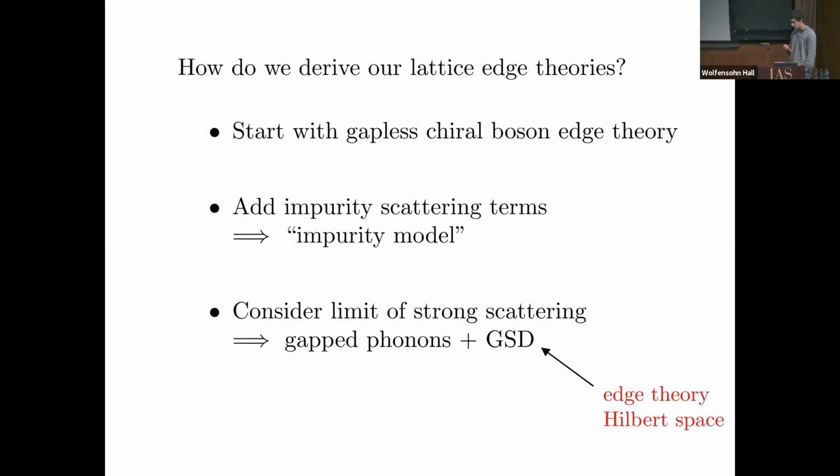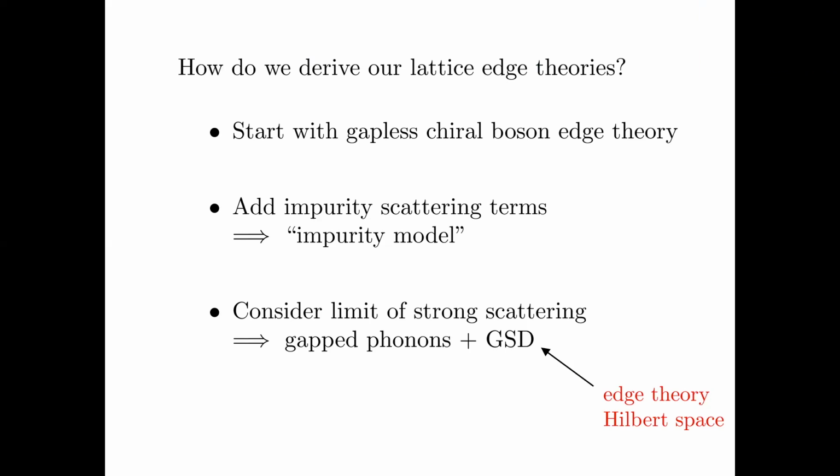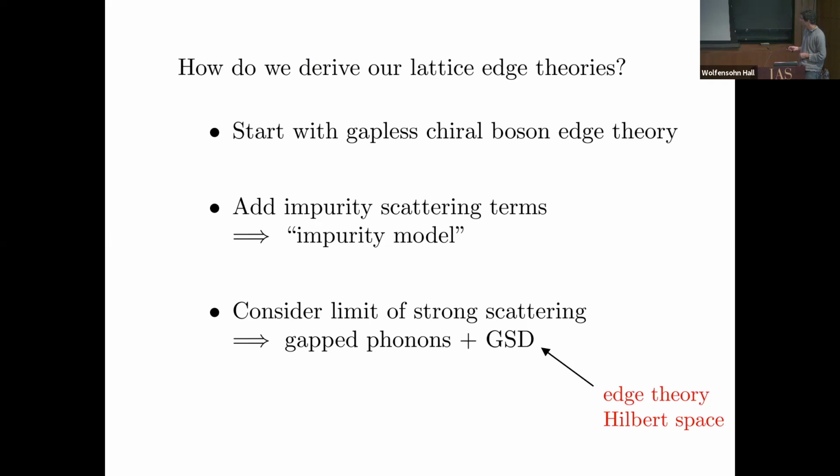So how do we derive our lattice edge theories? Our strategy is basically to start from the standard chiral boson edge theory. That chiral boson edge theory is gapless, so it isn't easy to pick out some finite dimensional Hilbert space from it, to separate out a finite dimensional edge theory Hilbert space. So our strategy is to try to gap out degrees of freedom in this theory. We add what I'll call impurity scattering terms. I'll show you what those are in a second. And that gives us something called an impurity model. These extra terms that we add in gap out lots of modes. In fact, we take the limit where the scattering is infinitely strong. In the limit of strong scattering, all the phonon modes basically get gapped out. This theory is a theory of gapless phonon modes, but they all get gapped out, and then all that's left is ground state degeneracy, which grows with the system size. And this ground state degeneracy is going to be the edge theory for our Hilbert space.